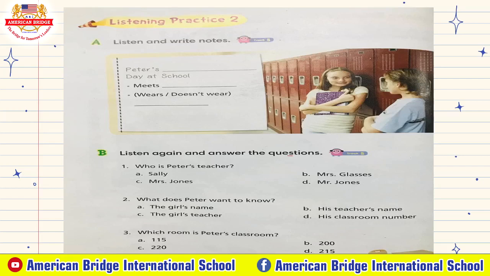We have three questions. The first one, who is Peter's teacher? Number two, what does Peter want to know? And number three, which room is Peter's classroom? I hope everyone can do this and choose the correct answer from the listening. Now the teacher will provide you the listening track, track 5. Listen carefully and complete the exercise. Now let's start.